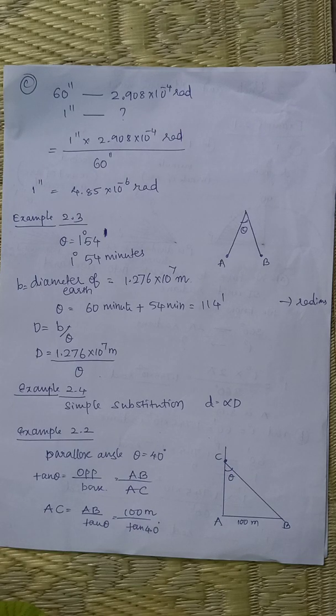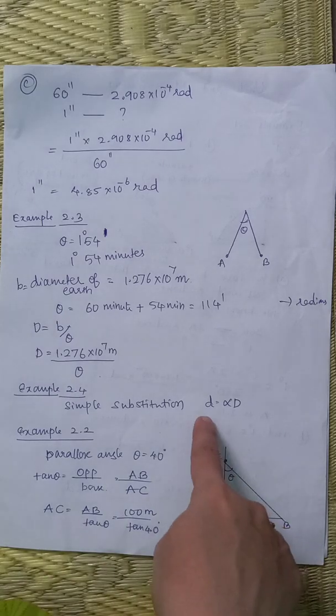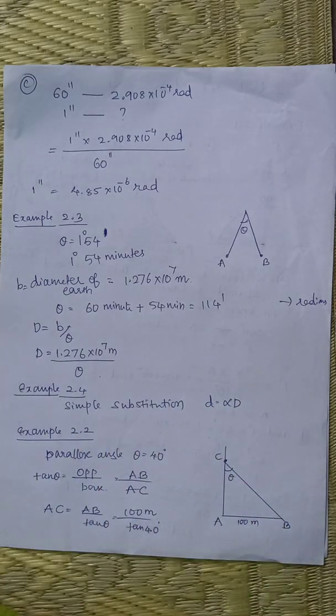Here, the given thing is that the sun's angular diameter is measured to be 1920 seconds. The distance d of the sun from the earth is given. What is the diameter of the sun? So here the diameter of the sun we have to find, that is equal to alpha d.